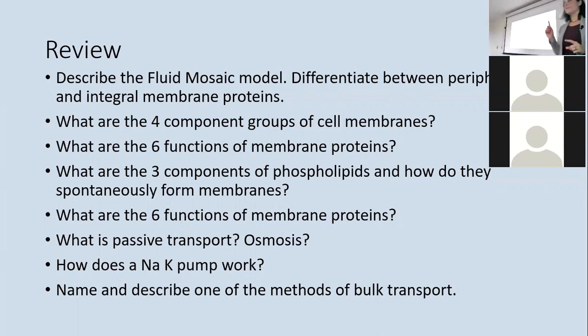Then I wrote a question twice. All right, passive transport. How do we define passive transport? Yeah, passive transport is transporting things across membranes without using energy, or ATP. Things are moving down their concentration gradient. That's how we get around using energy. And what do we call that process of things moving down their concentration gradient? Yep, diffusion.